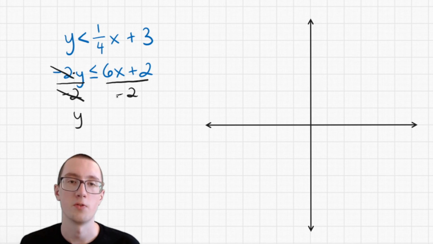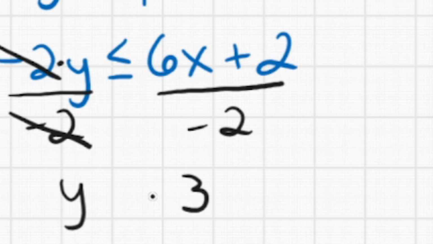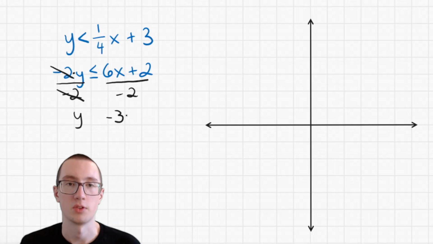On the other side, we need to divide both of these, both the 6x and the 2, by minus 2. So 6x divided by minus 2, well, 6 divided by 2 is 3. And there's a negative sign here, so that has to carry over. And the x stays. Here we have 2 divided by 2, which is 1. And we have 1 minus sign, so the minus sign carries over.